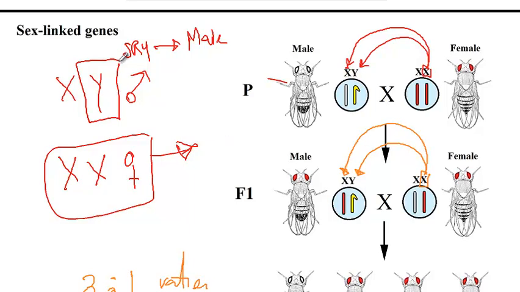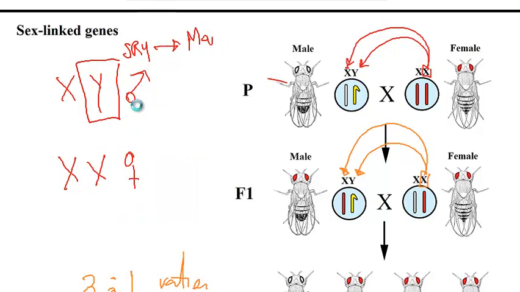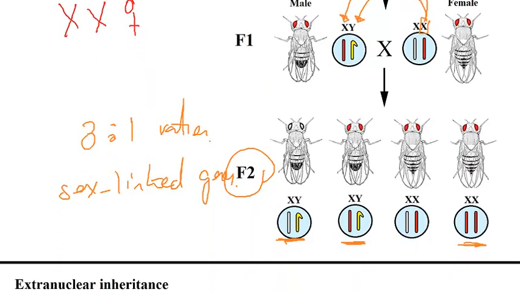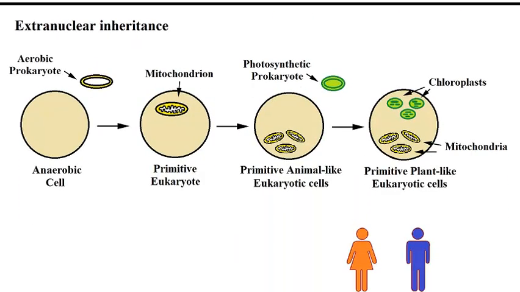Okay, so that's why if there is a Y chromosome, there would be male development. If there is not, then females will develop. Now, genes that are located on the X chromosome are called sex-linked because their appearance follows also the sex of that individual. All right, now let's go over extranuclear inheritance.